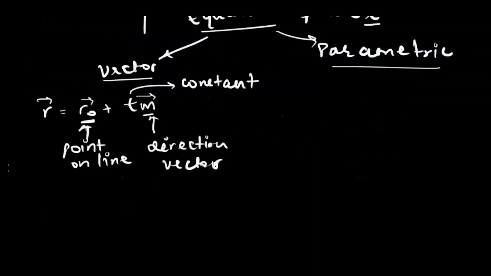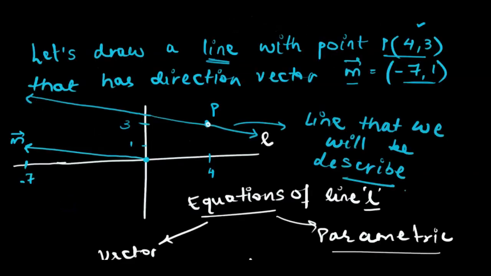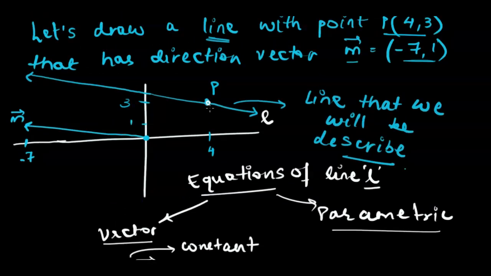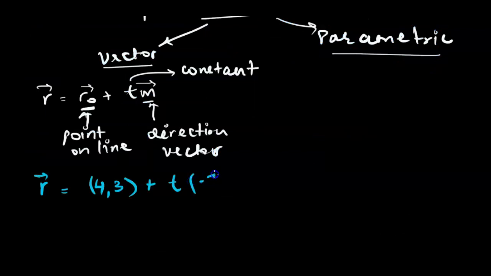In this particular example, if I want to write the vector equation, I would write the r vector is equal to r₀. r₀ is going to be the coordinates of point P, and point P is given to us as (4, 3). So we would write r₀ as (4, 3) plus t, the constant, times m, the direction vector, and the direction vector coordinates are given to us as (-7, 1). So we would write here (-7, 1). And this is the vector form of the equation. We just need a point lying on the line and its direction vector.